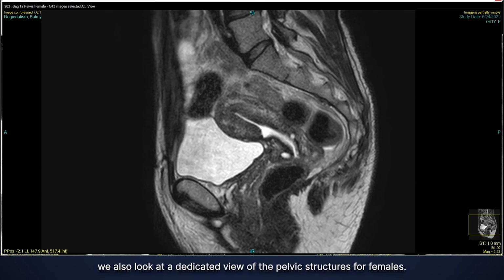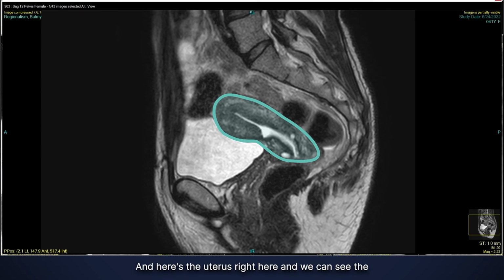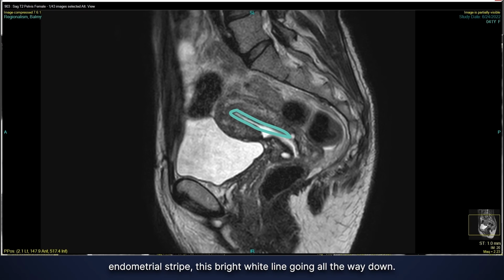As we did for males, we also look at a dedicated view of the pelvic structures for females. So in this case, we're taking a side-on view of the pelvic structure here. And here's the uterus right here. And we can see the endometrial stripe, this bright white line going all the way down. And now this is a normal looking endometrium. It's normal thickness. I don't see any signs of a mass within there and no abnormal signal.